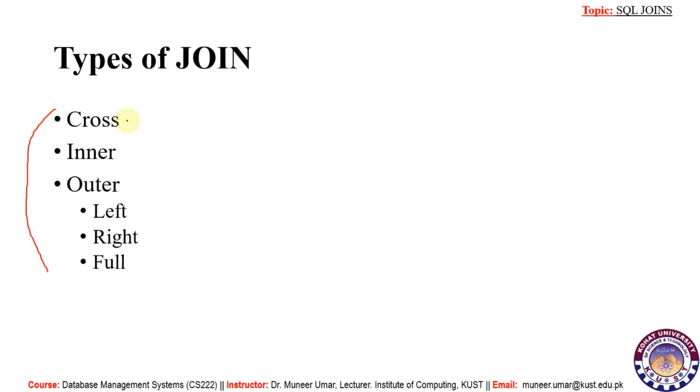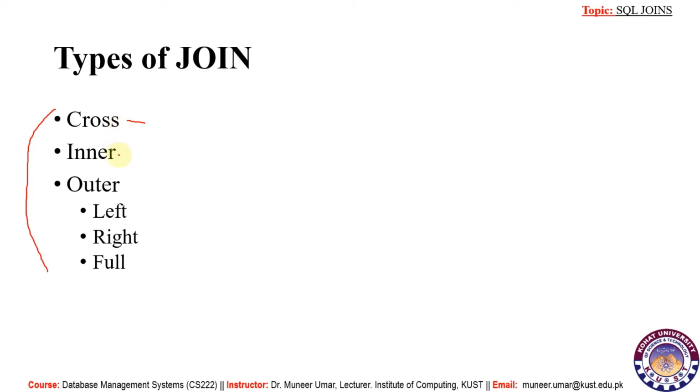The first one is cross join. With the help of cross join we will get the Cartesian product of 2 or more tables. Suppose we have 2 tables, table A and table B. So with the help of cross join we will get the pairs of all the items from table A which would pair with all the items of table B.